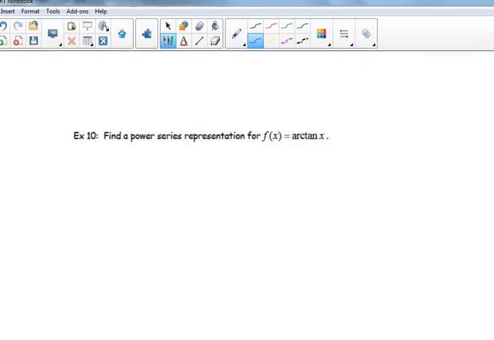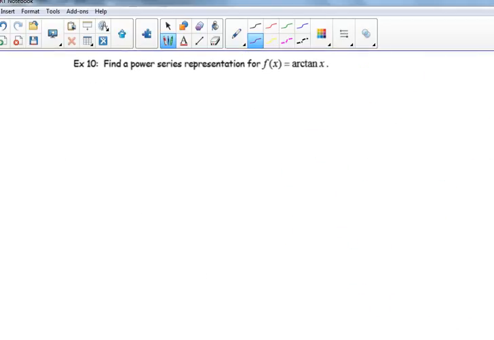Now, example 10 seems to not work with any of these, right? I've got arctangent. Well, how is arctangent related to any of the series that we've been doing? Well, what if I did this? What if I integrated, because I know the integral of 1 over 1 plus x squared is arctan.